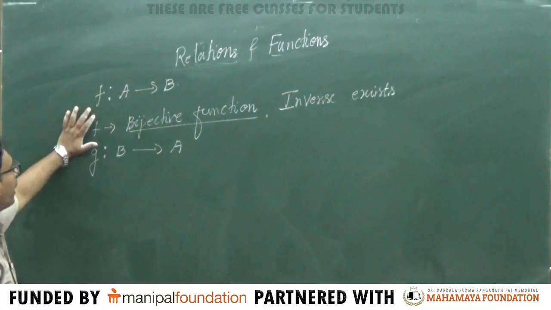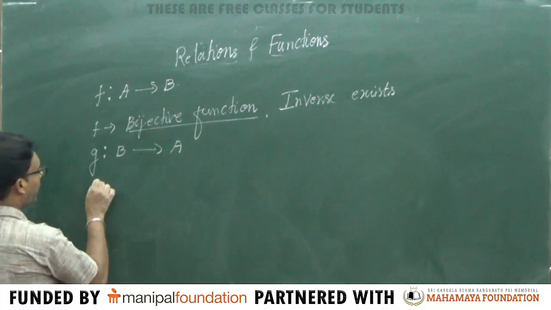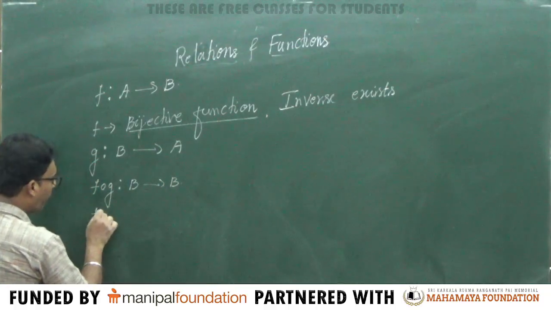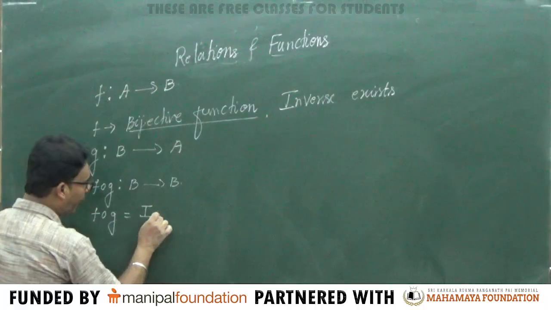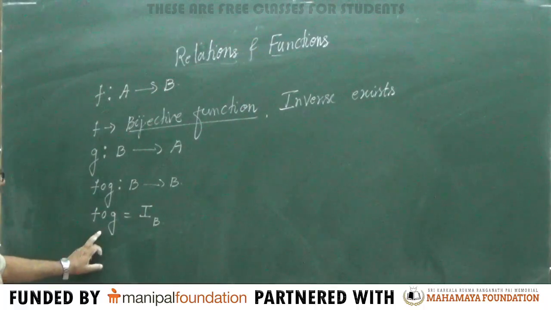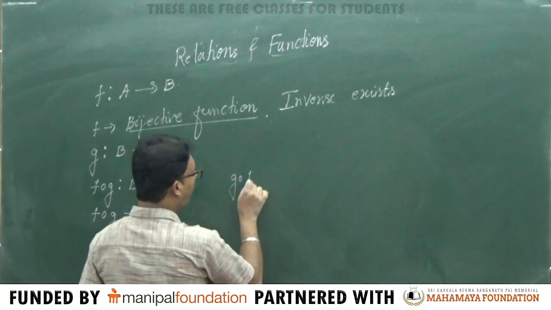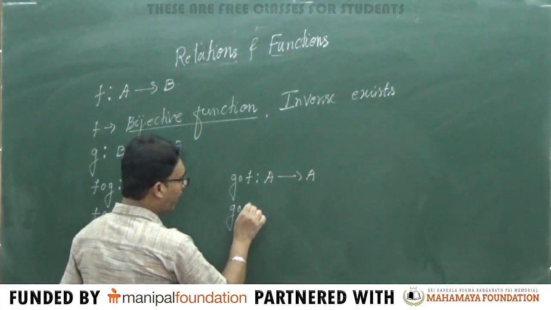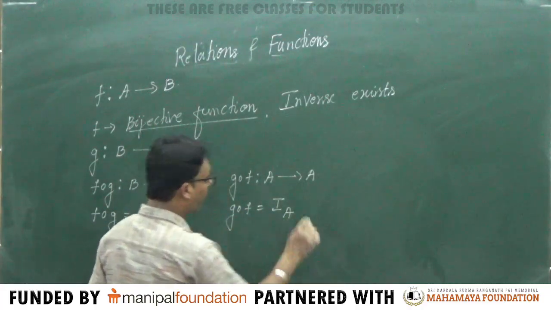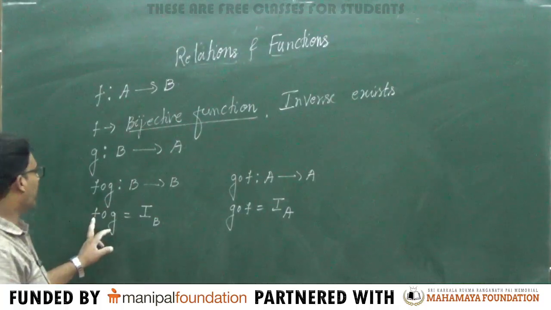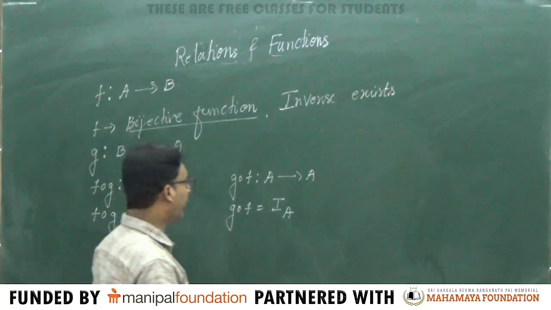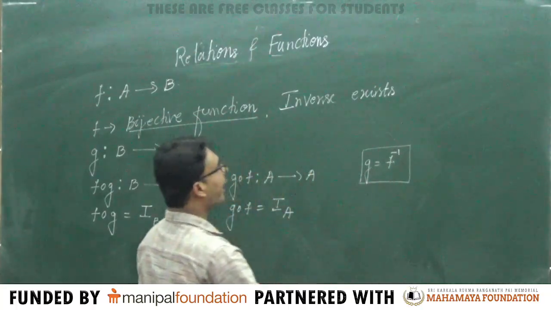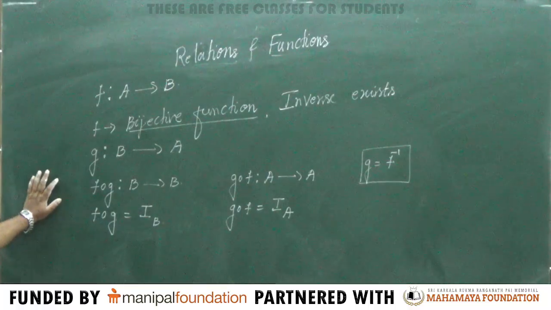If g is said to be inverse of the function f, then f composition g is a function from the set B to B. That is, f composition g stands for identity function on domain of the function g. And g composition f is a function from the set A to A. That is, g composition f is a function on domain of the function f. Then we can say that f and g are inverses to each other, denoted by g is equal to f inverse. That is, inverse of the function f is denoted by g.